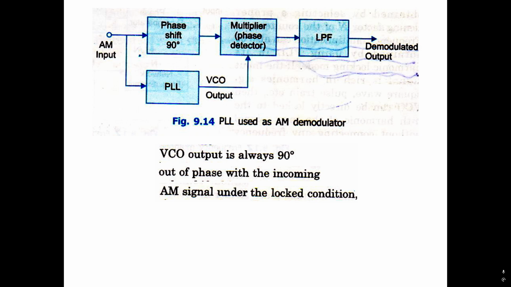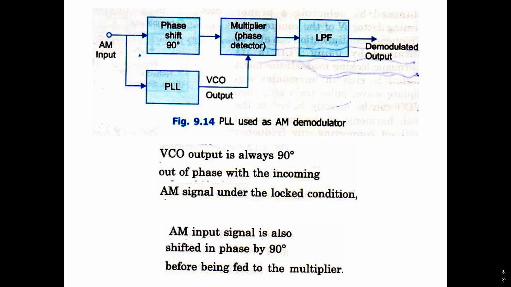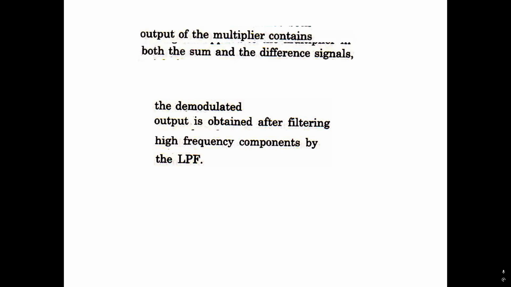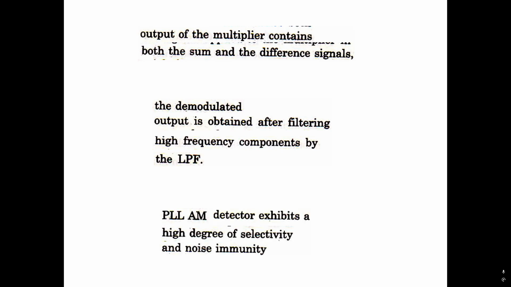The VCO output is always 90 degrees out of phase with the incoming AM signal under the locked condition. The AM input signal is also shifted in phase by 90 degrees before being fed to the multiplier. The demodulated output is obtained after filtering the high frequency components by the low pass filter. The output of the multiplier contains both the sum and the difference signals. The PLL AM detector exhibits a high degree of selectivity and noise immunity.